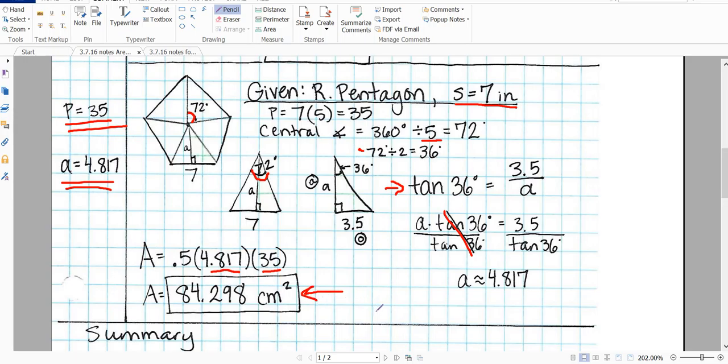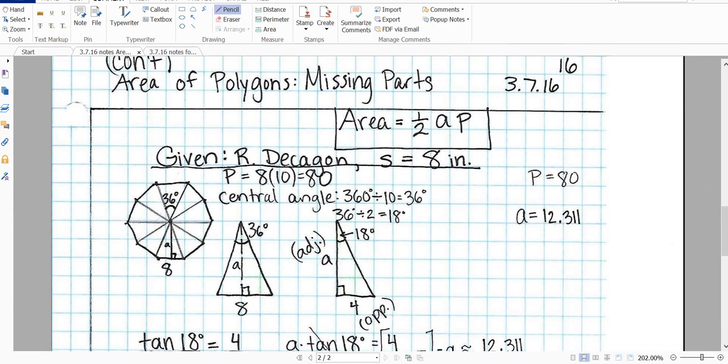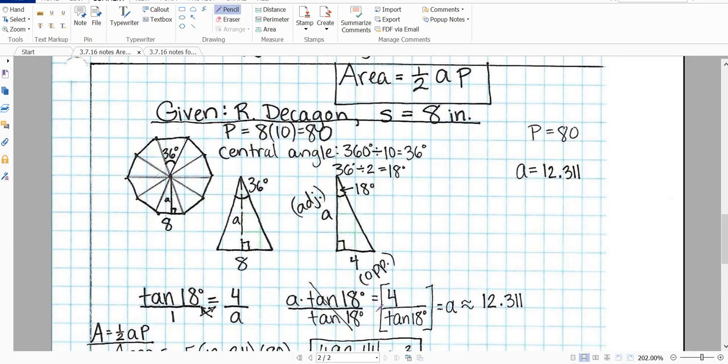Okay, I think you're starting to get this. Let's look at another example though. The more examples, the better. Alright, so here we have a decagon, so 10 sides, and we're also given that one of the sides equals 8.